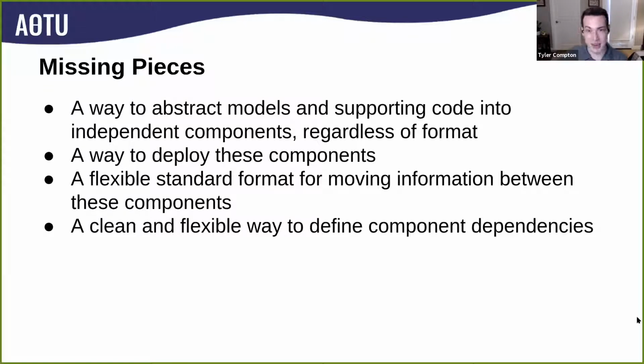So just to make sure we're on the same page here, here are the missing pieces, right? No way to abstract models, no story for deploying these models, no format for communicating between these models, and no clean way to define dependencies between models. So at Aotu, we saw that there didn't appear to be existing solutions that solve these problems, at least in a flexible enough way that we could integrate it into our application. So we decided to make one.